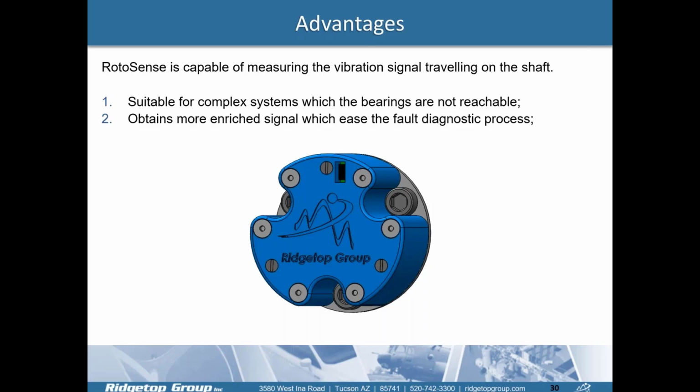And secondly, it can provide us a more enriched signal, as I showed before, since we are measuring the signal directly from the shaft, not from another component like the bearing that has a weaker signal.